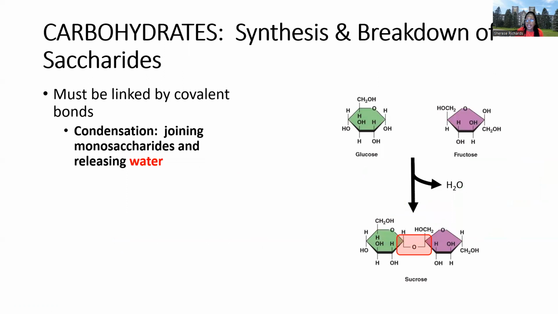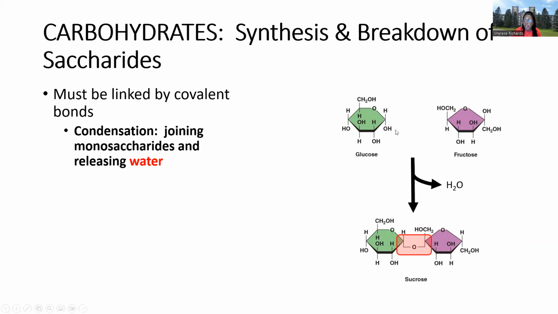Now, how do we make these disaccharides and even polysaccharides? We're going to use a process called condensation. And condensation is basically adding the two monosaccharides together. Water is removed, and the act of removing the water covalently binds these two monosaccharides together to form a chain.